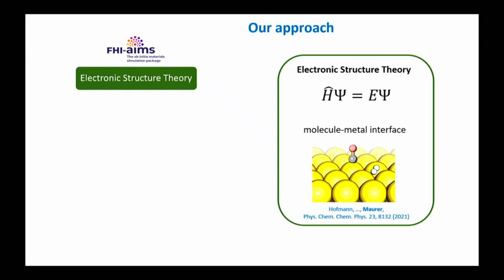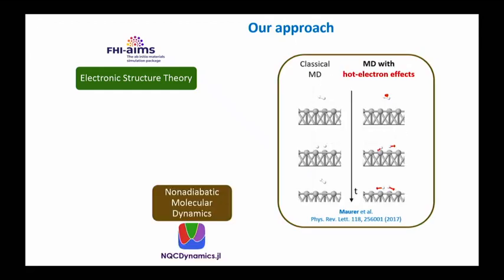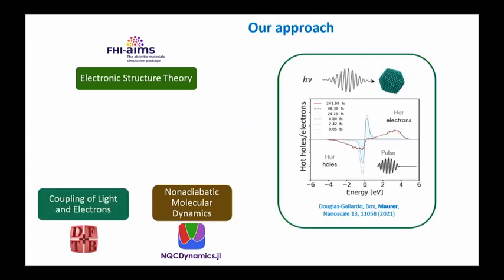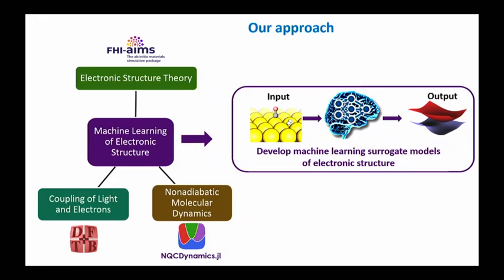molecule-metal interfaces. Typically, it's the problems that we're interested in, particularly looking at excited states. We have to study ways how to propagate the coupled electronuclear dynamics, so how do electronic excitations affect the dynamics of molecules, and we have to study how light actually leads to the excitation of electrons. So all of these three things alone can keep you busy for a couple of decades, and the magic glue by which we hold it together is what I call machine learning of electronic structure.